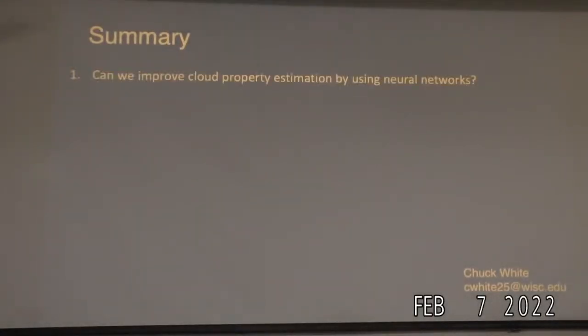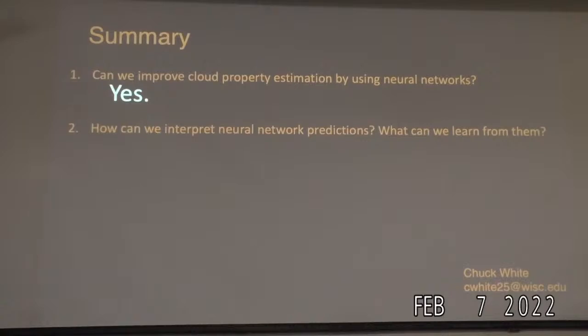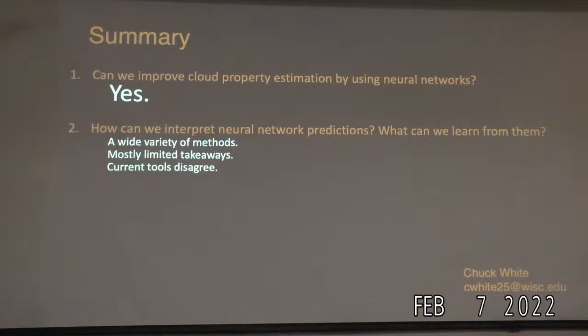Okay, main summary. Can we improve cloud property estimation by using neural networks? Yes. How can we interpret neural network predictions and what we can learn from them? Well, it's complicated. There's a wide variety of methods, mostly limited takeaways from each one of them. Current tools disagree. It's not clear which one is correct.